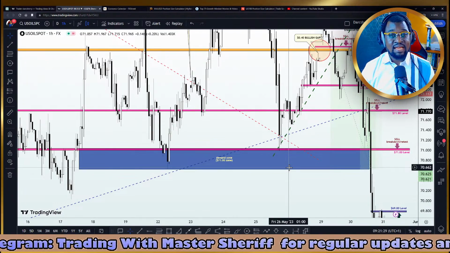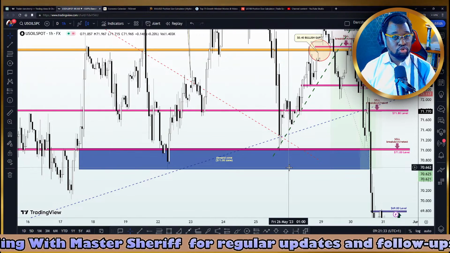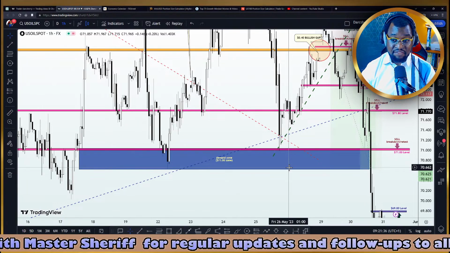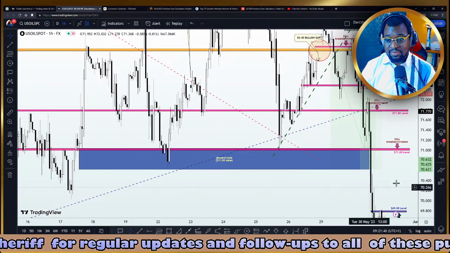So for those who are taking advantage of this opportunity on the US All Spot, kudos to you for being on standby to have caught this move. And in fact, the move continued to the downside here.